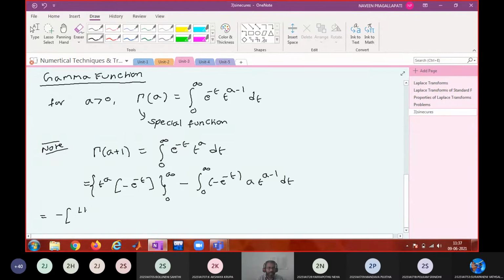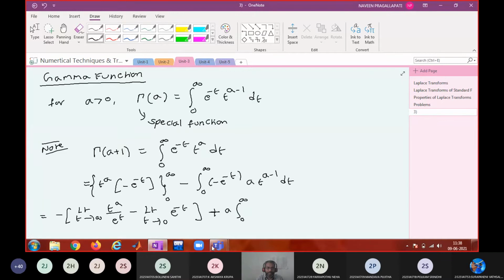So limit t tends to infinity of t power a by e power t, minus limit t tends to 0 of t power a times e power minus t. Minus of minus is plus, and a can be taken outside. So plus a times the integral from 0 to infinity of e power minus t, t power a minus 1 dt.